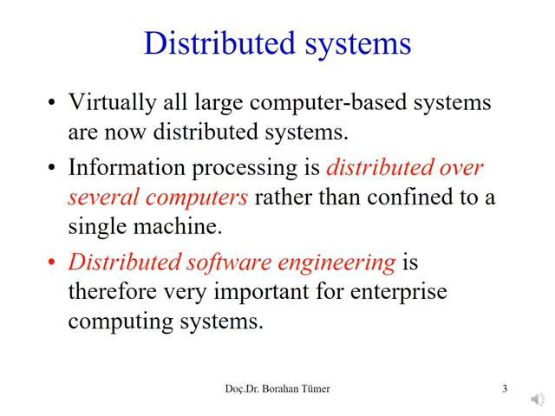Starting back at the second half of the 1980s, with the emergence of the computer networks, distributed systems have become a design option for system and software engineering. Virtually all large computer-based systems are now distributed systems. Information processing is distributed over several computers rather than confined to a single machine, and distributed software engineering is therefore a very important engineering option for enterprise computing systems.